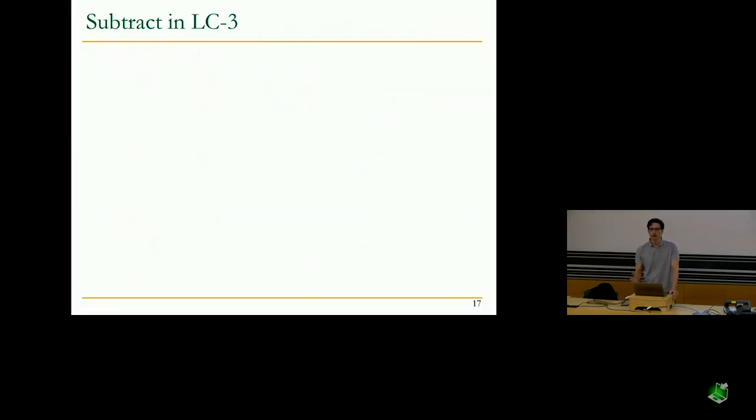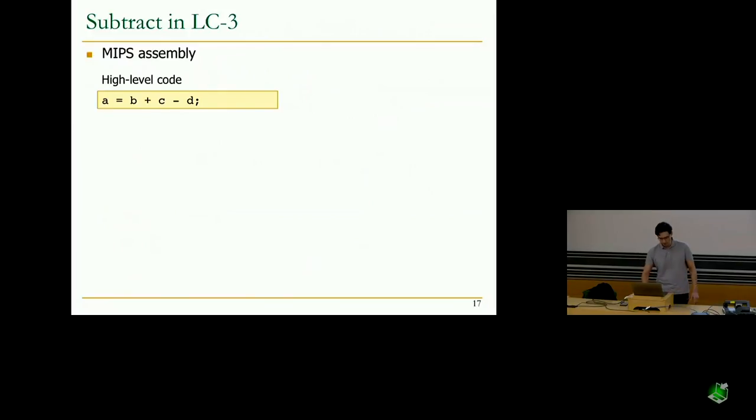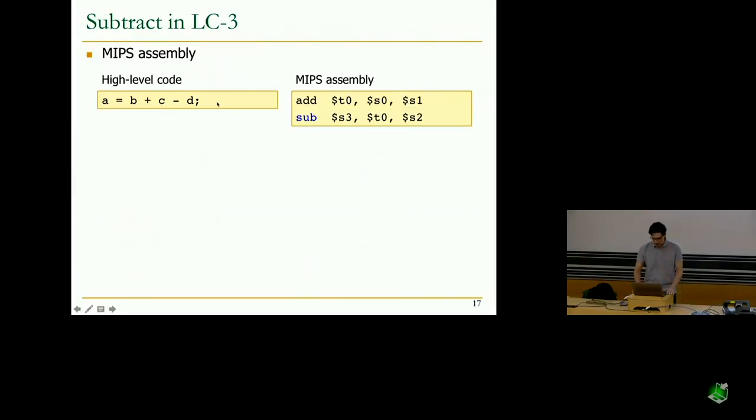Now let's take a look at another very important operate instruction, subtract. How are we going to implement subtract in MIPS and in LC3? Well, in MIPS, it's really easy. For example, if we want to compile some high-level code like this, A = B + C - D, into MIPS assembly, we can write something like this.